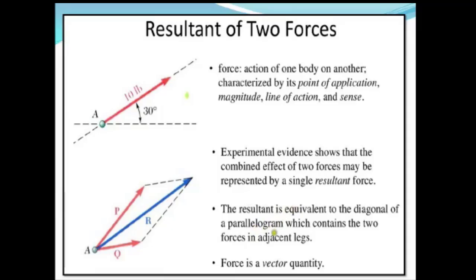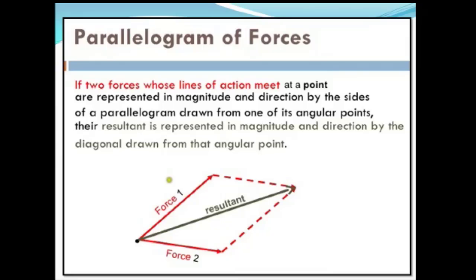Furthermore, the resultant of two forces will give you the experimental diagram which shows the parallelogram. We can see in the next figure the parallelogram of forces: if two forces whose lines of action meet at a point are represented in magnitude and direction by the sides of a parallelogram drawn from one of its angular points, the resultant is represented in magnitude and direction by the diagonal drawn from that angular point.